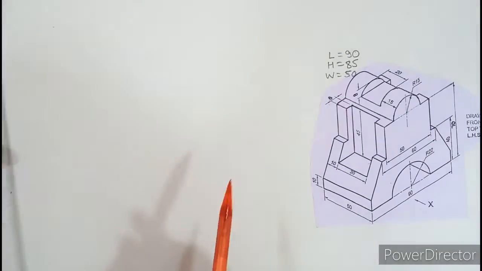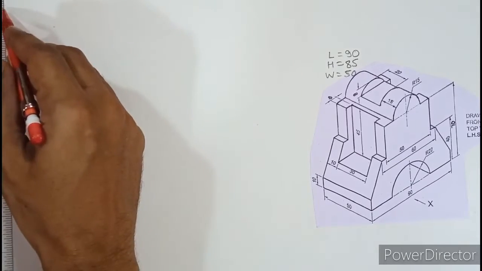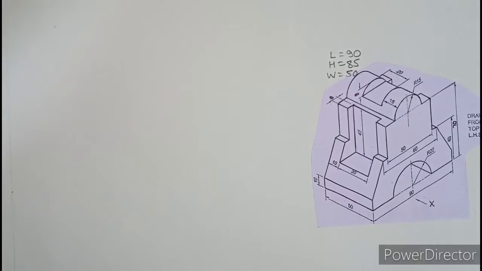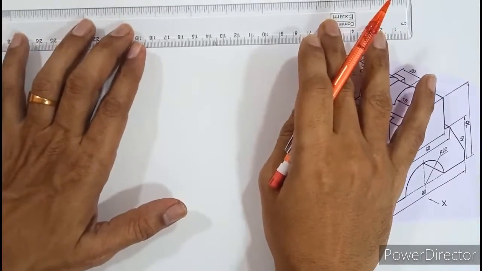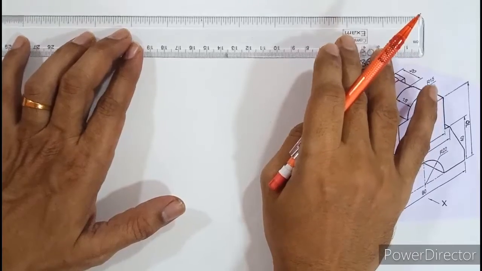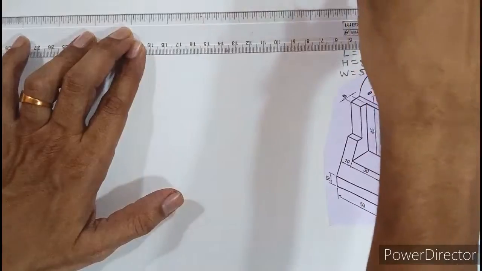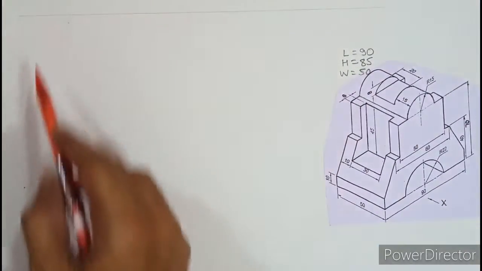Based on that, let me first draw a light vertical line. I have drawn a light vertical line over here. Once the vertical line is ready, I will draw a perpendicular line from here. Let me draw a perpendicular line. So I've drawn two lines perpendicular to each other. Hope all of you can see that line.